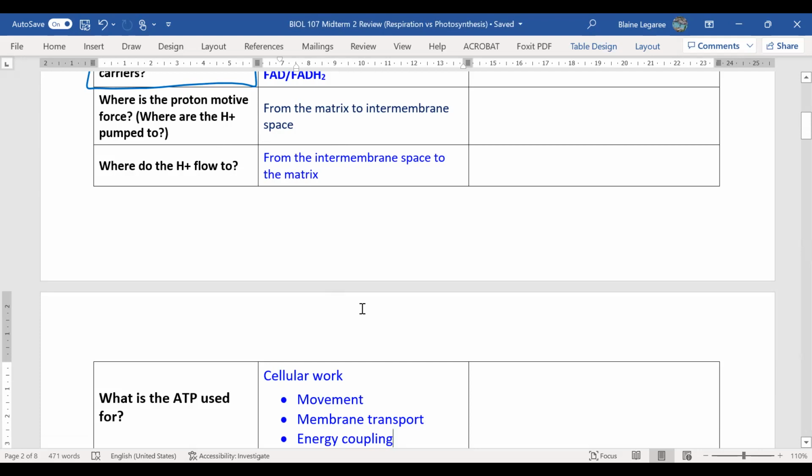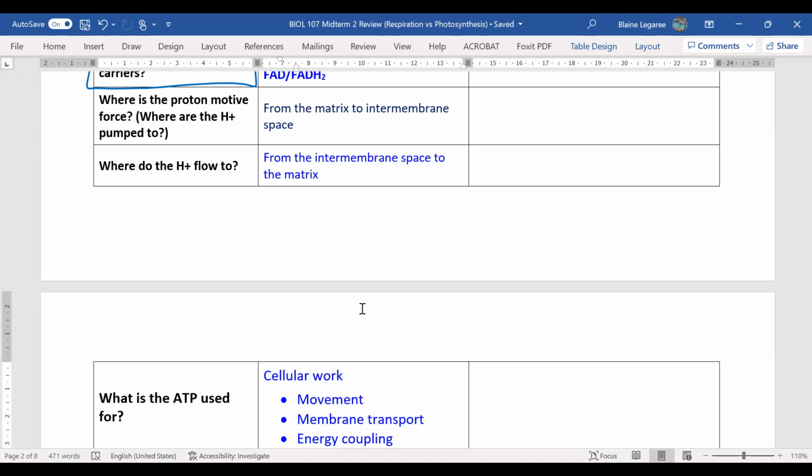So that's respiration, right? The whole point of respiration is this last thing, making ATP and having that ATP used for cellular work, which means we can exist as living organisms and we can build things, we can grow, we can do all the things we love to do as living organisms.